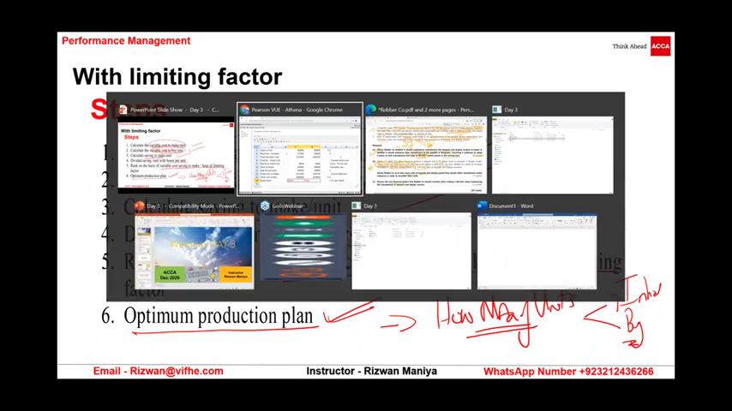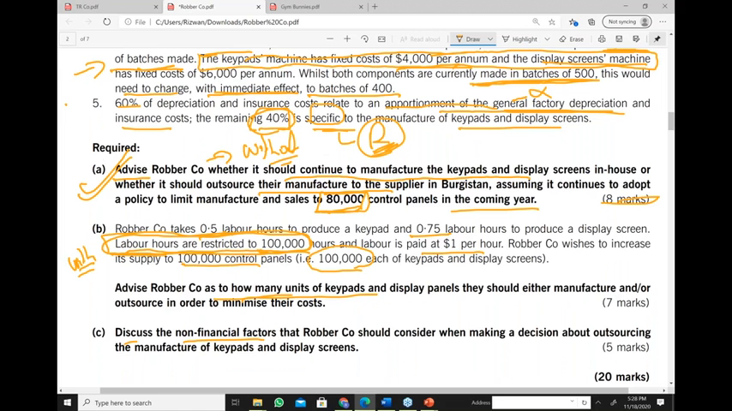Let's quickly relate. It says how many units of keypad should they either manufacture or outsource? What a connection. See the application, guys. The way I'm linking the mindset with the requirement, that is what matters. Remember, the same question will not come. The question will be different in the paper. So the mindset will help you there.